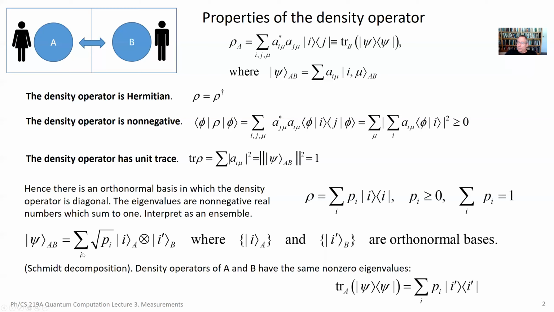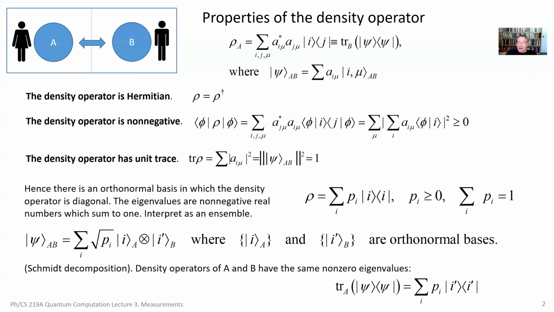It's a sum over a single index, the square root of a probability, an eigenvalue of the density operator, orthonormal state I for Alice, and what I call I prime, one of the orthonormal basis states for Bob. So the basis elements are paired up in this way in the bipartite state, once we've chosen that Schmidt basis, or the basis in which the density operator is diagonal for both systems.